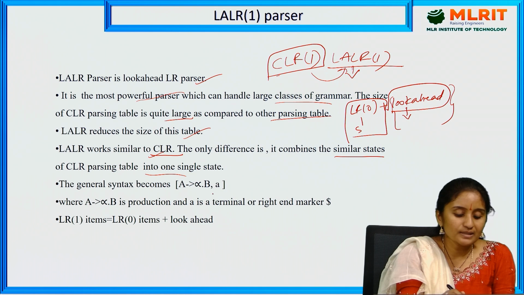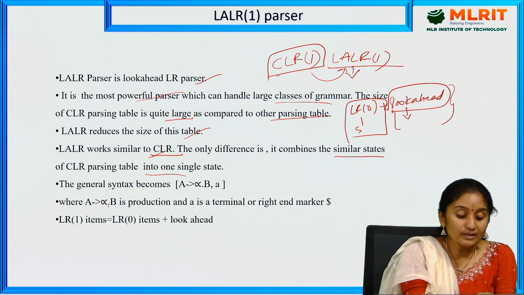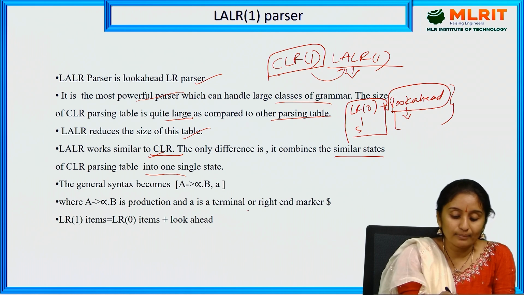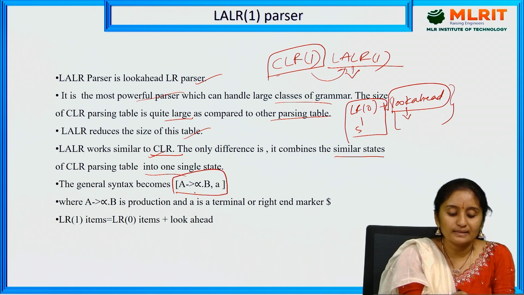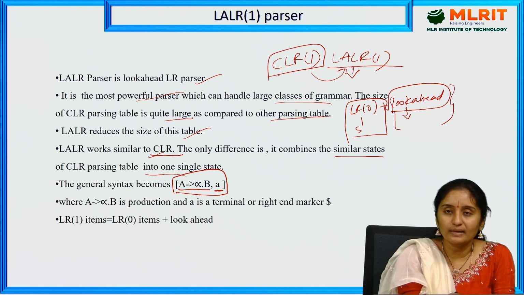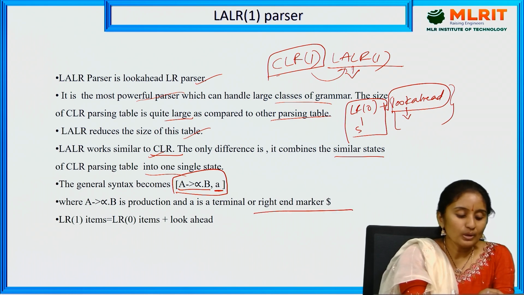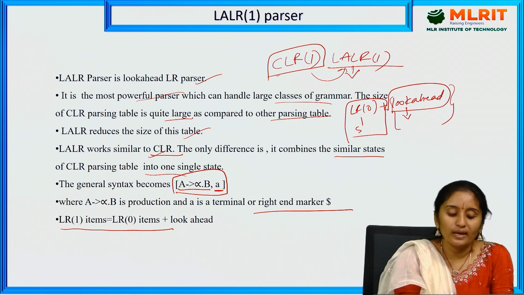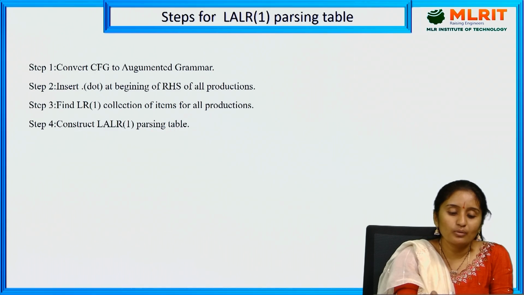The general syntax is A → α.B, a, where A → α.B is the production and a is a terminal. We can also call it a right-hand marker, that is $. So the general syntax will be like this: A → α.B, a. LR(1) items equal LR(0) items plus look-ahead.